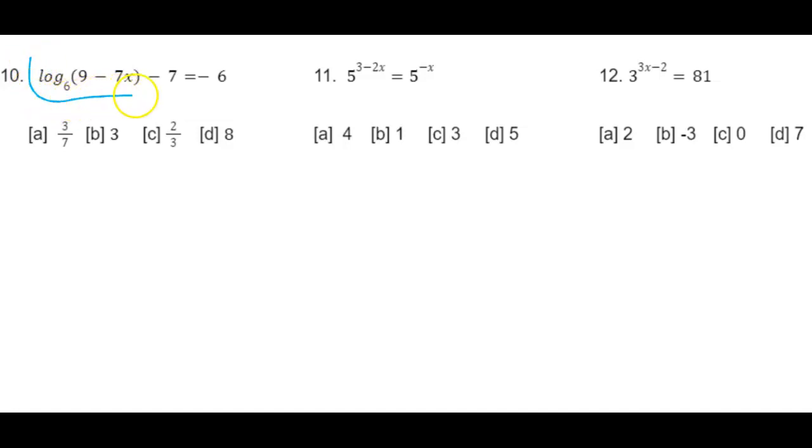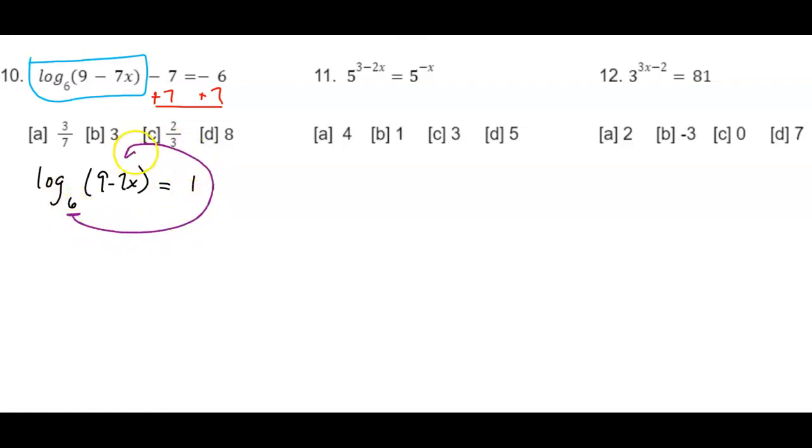All right, we don't have more than one log on a side, but we do need to isolate this log so we can solve. So I need to move that minus 7 over by adding 7 to both sides. It's going to give me log base 6 of 9 minus 7x equals 1. Now we convert, starting at the base towards the equal sign. 6 to the 1 equals 9 minus 7x. 6 to 1 is just 6. So 6 equals 9 minus 7x.